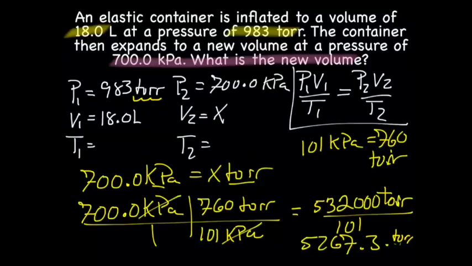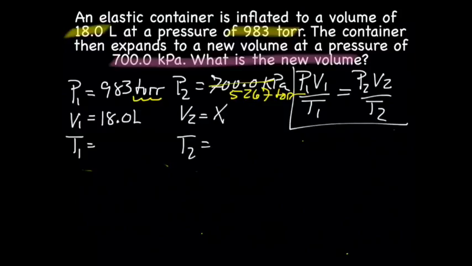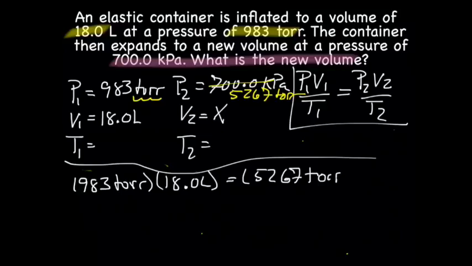Let's look at our sig figs. We have 4 sig figs, so we'll have 5267. Now, instead of using 700 kPa, we'll use 5,267 torr. Now that we have our pressure units the same, they're both in torr, we can plug our numbers into our equation, and this is going to be a Boyle's law because we just have pressure and volume. So we'll have 983 torr, which is our P1, times our V1, which is 18 liters, equals our P2 times V2.